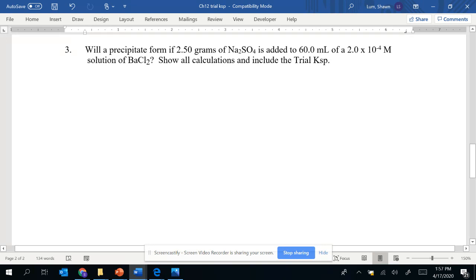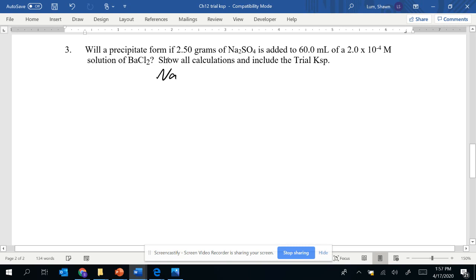Will a precipitate form if 2.5 grams of sodium sulfate is added to 60 mL of a 2 times 10 to the negative 4 molar solution of barium chloride? So again, let's figure out what kind of precipitates we're going to be getting.